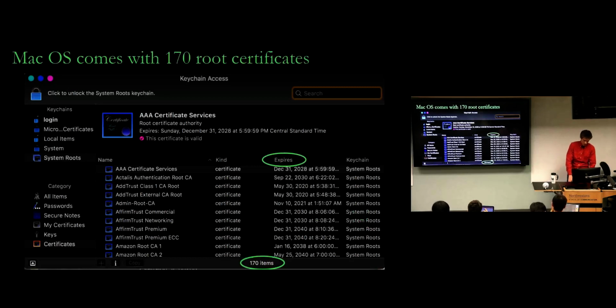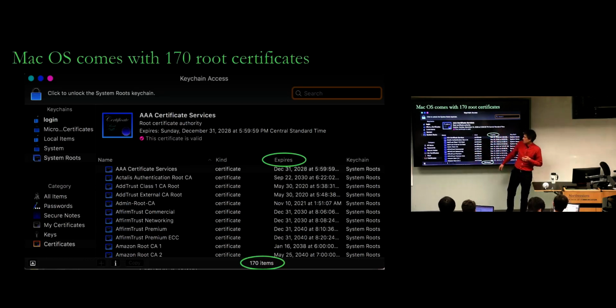Okay, so about root certificates, like you were asking about. On macOS last spring when I did this, it came with 170 root certificates, actually quite a lot, more than I expected. So it's a lot of root certificates that just came installed in the OS. And here they are, right? From AAA Certificate Services to, I mean, Amazon itself is a root certificate authority, and others.